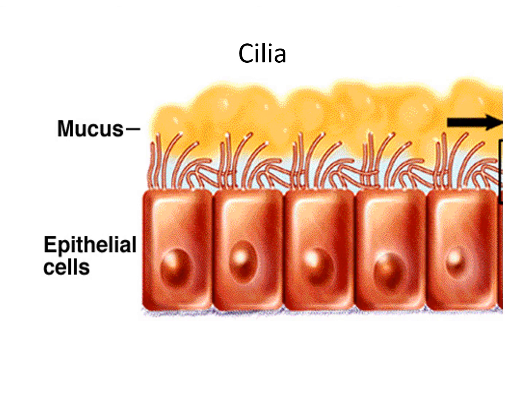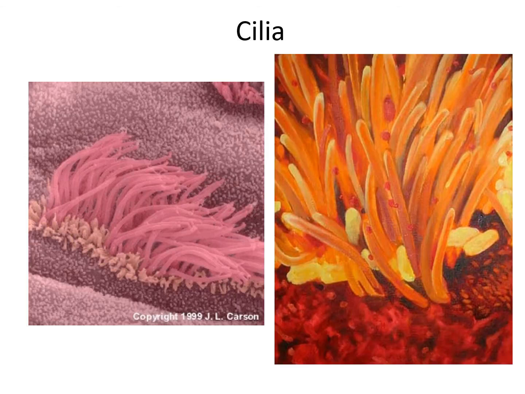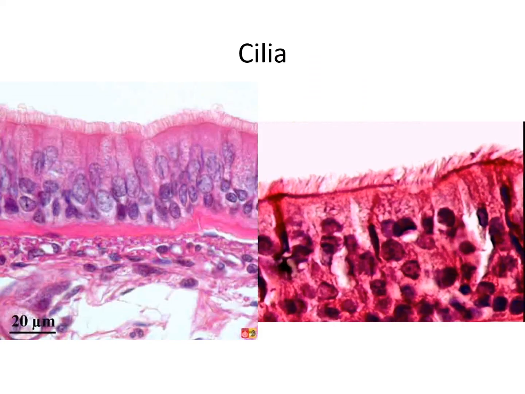Let me show you another image. Okay, you can kind of get the sense of them here. They look like French fries on the right, don't they? And here they're even smaller, but you can see they line those cells like a shag rug, especially in the respiratory tract.